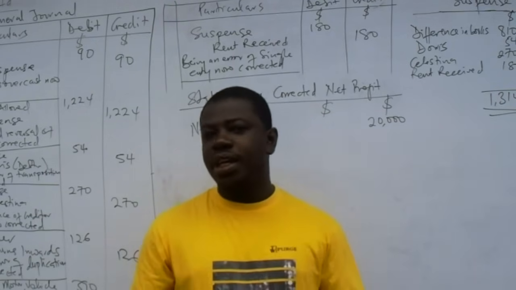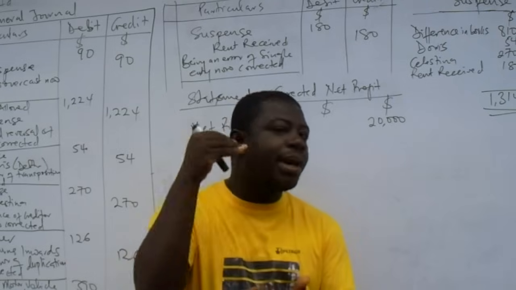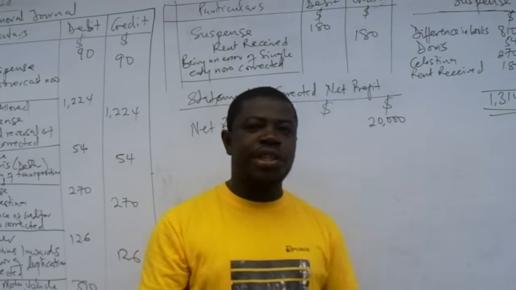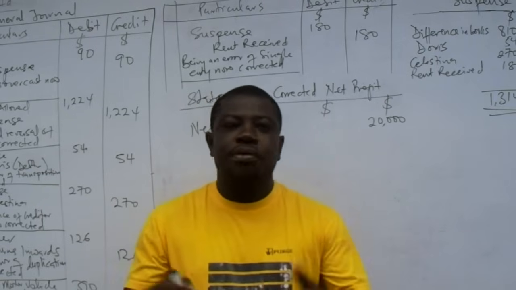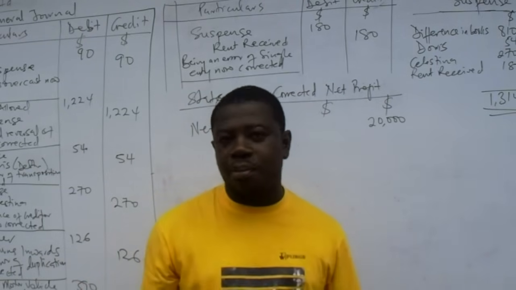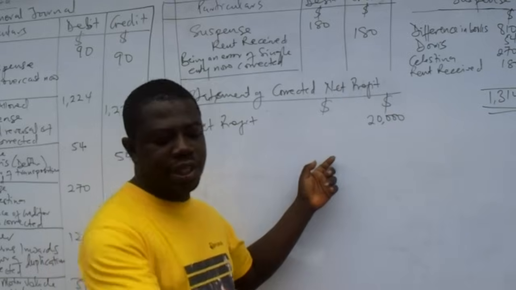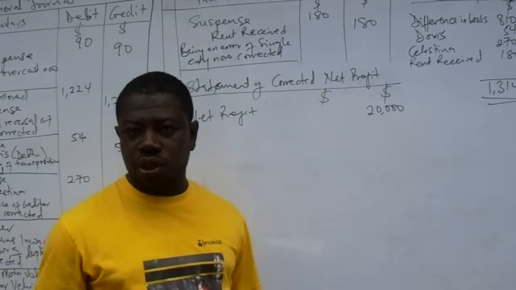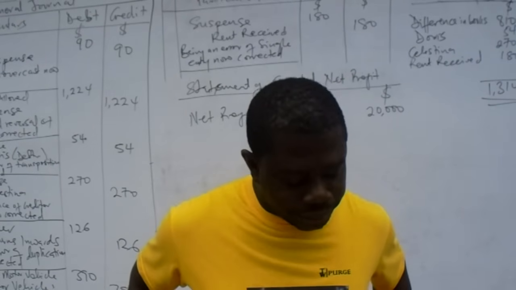Let us take note that we don't just adjust anything. We only adjust errors that affect income statement items. The Doris account is a balance sheet or statement of financial position item. And we don't care, because it doesn't affect our profit. So when we get to the statement of adjusted net profit, an error like this will be ignored. So let us just ignore it and skip it, because it has no effect on profit.